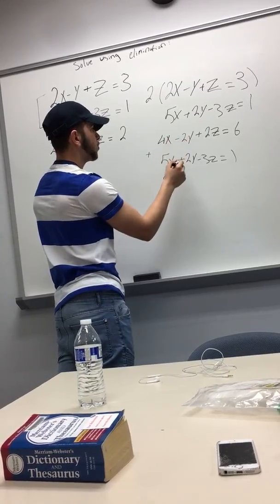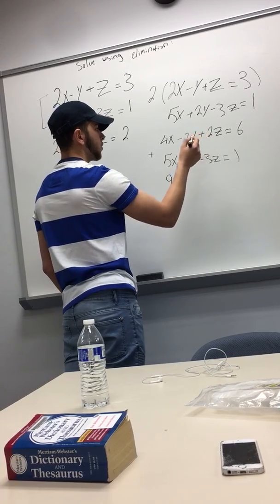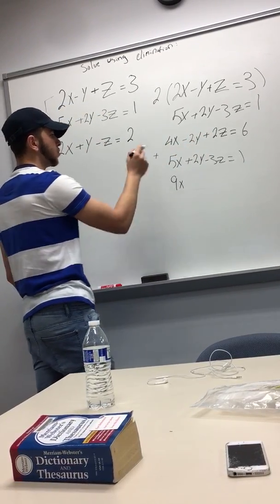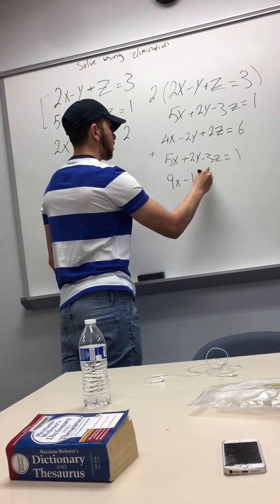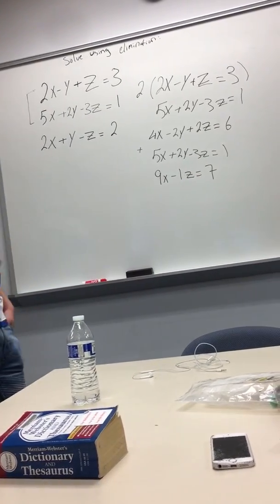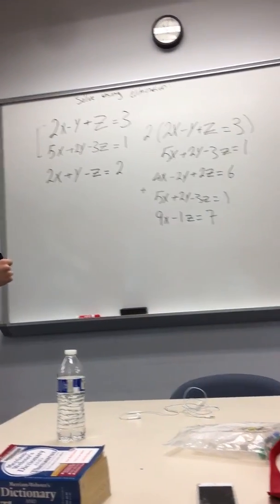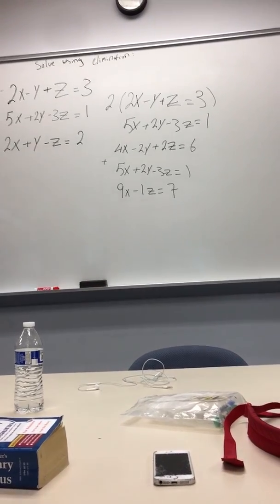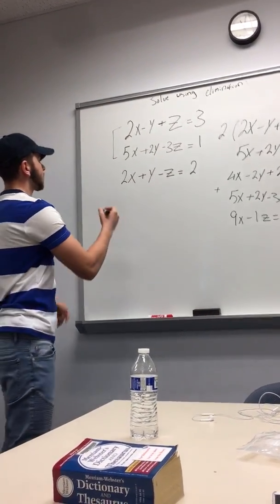And then negative 2y plus 2y is 0. And then positive 2 minus positive 2 plus negative 3 equals negative 1z. 6 plus 1 equals 7. Alright, so we got the first equation now. And then now we have to find the other equation. The other 2 equations I'm gonna pick are the first one and the third one. So I'm just gonna write it right here.